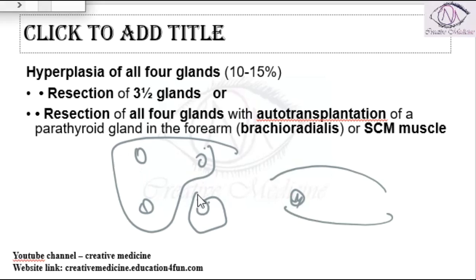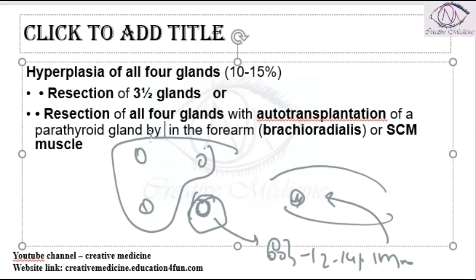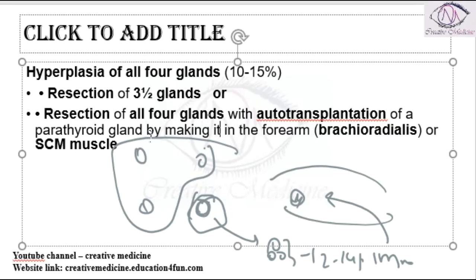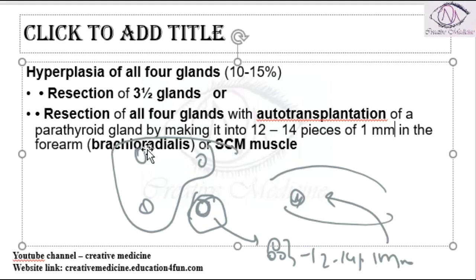So how do you auto transplant it? This one parathyroid gland is actually made into around 12 to 14 pieces of around 1 millimeter diameter, and then it is auto transplanted. Auto transplantation of a parathyroid gland into the forearm is done by making it into 12 to 14 pieces, with each piece having a diameter of 1 millimeter. Okay, so this is one thing.